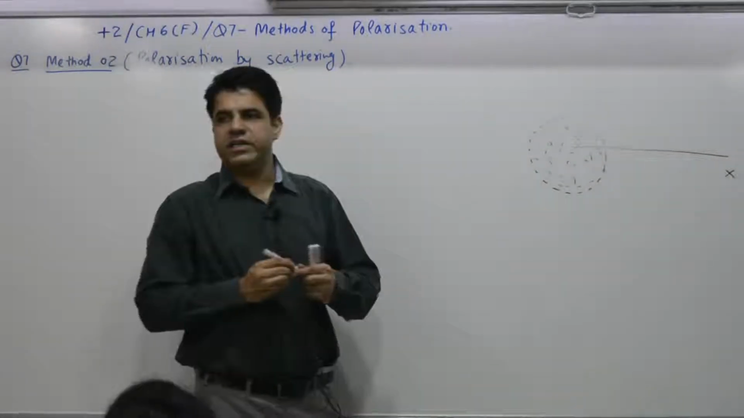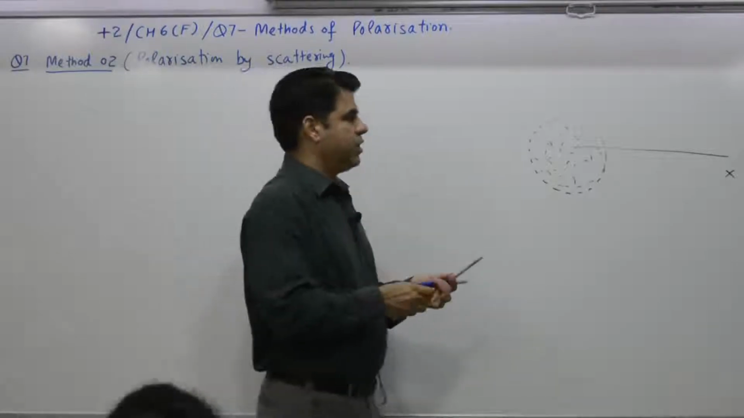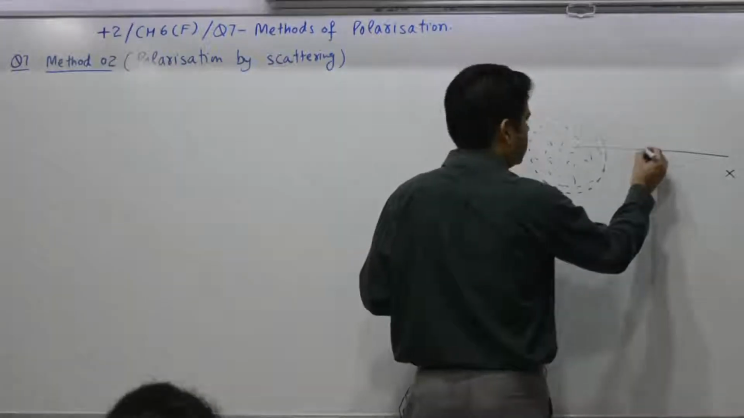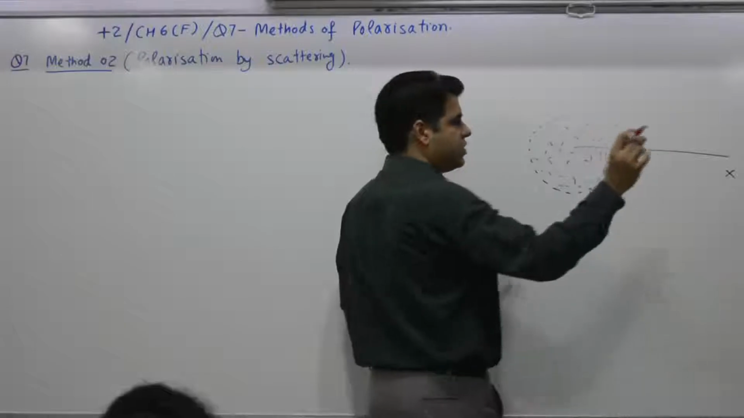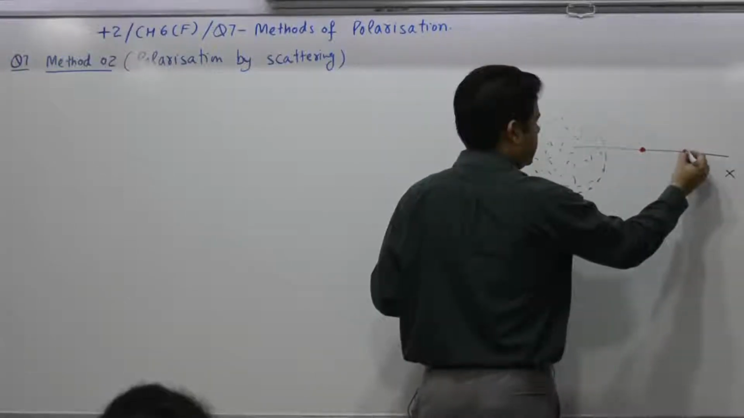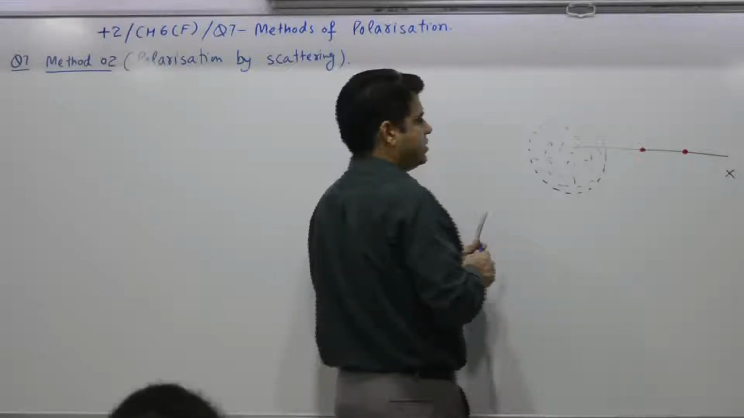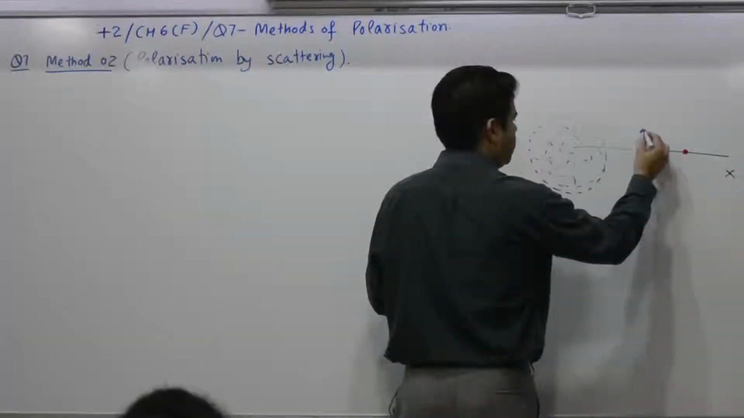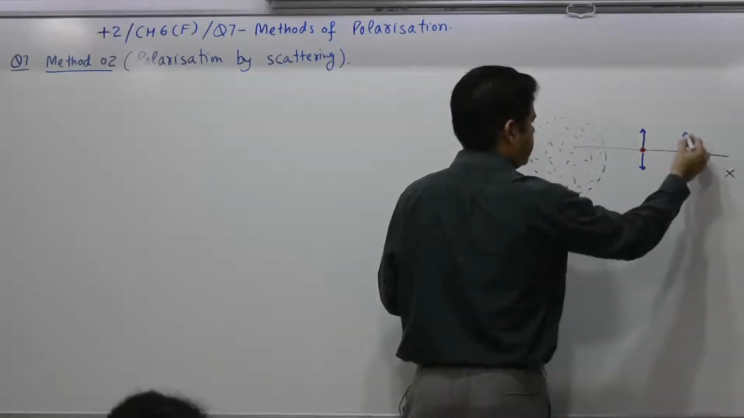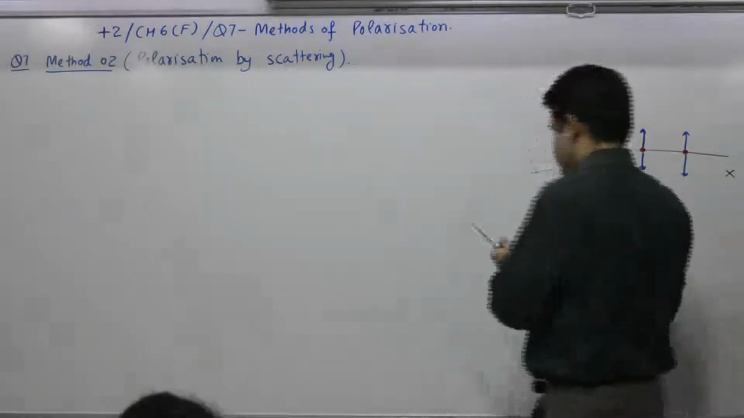What type of light is available? Unpolarized light. How do you represent unpolarized light? This is oscillation towards you, towards the reader. This is oscillation again towards the reader. And this is oscillation perpendicular. So, this is the phenomenon.